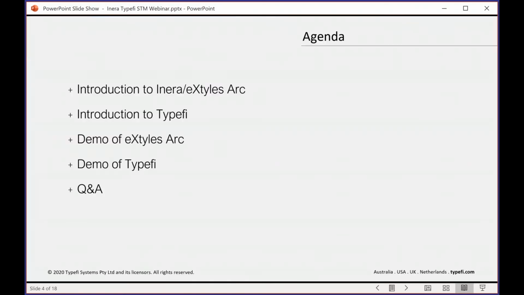So let me start with an overview of the session today. In this webinar, we're going to talk about and then demonstrate how you can take a raw, unstructured manuscript file and use eXtyles Arc to automate the application of structure, resulting in an enriched, fully tagged XML file. In this case, that XML will be in the JATS XML format. We will then show how that JATS XML can be input into Typefi, which will automate the layout of the content, producing a PDF for print or web distribution.